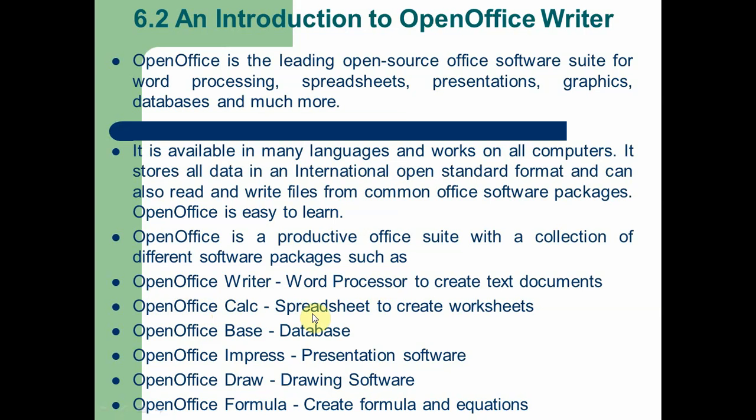OpenOffice Calc is a spreadsheet software to create worksheets. OpenOffice Base is a database software to create databases. OpenOffice Impress is a presentation software to create presentations. OpenOffice Draw is a drawing software for drawing. OpenOffice Math is for creating formulae and equations. So in a single package called OpenOffice, we get these six softwares. Each and every software is specialized in its category. So Writer is a word processor, Calc is a spreadsheet, Base is a database, Impress is a presentation, Draw is for drawing, and Math is for creating formulae and equations.